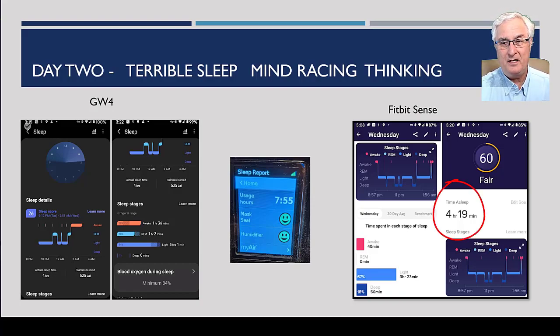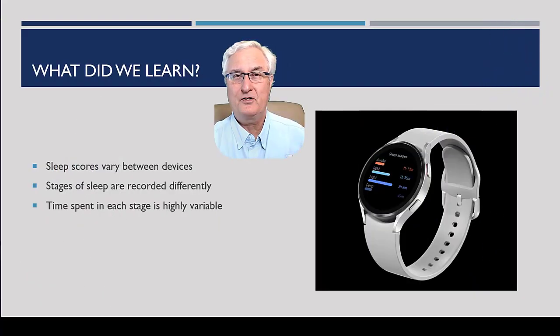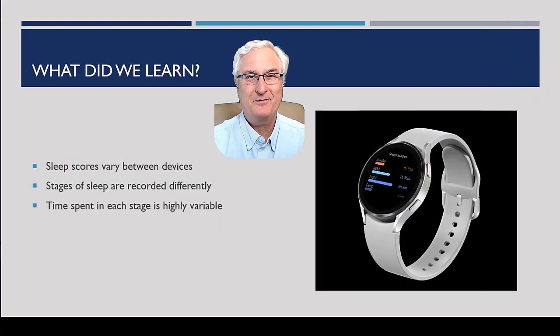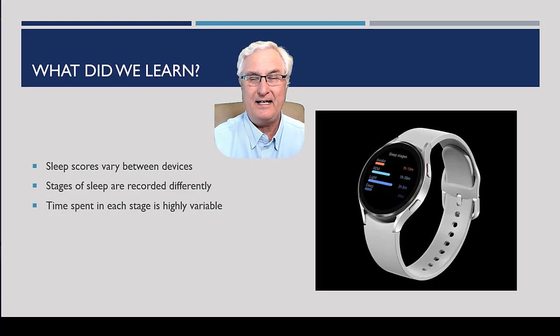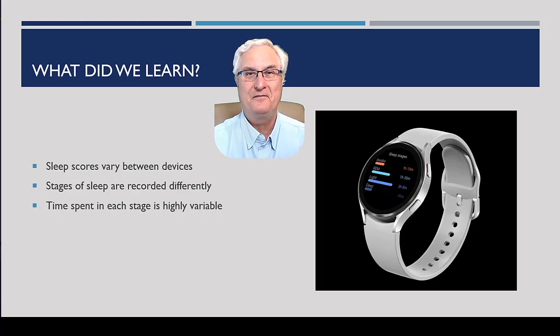But let's again look at the stages of sleep. All right, we have deep sleep on the Fitbit Sense of 56 minutes, and we have no deep sleep at all with the Galaxy Watch 4. But first, what did we learn? Well, we learned that sleep scores vary between devices. We know that stages of sleep are recorded differently, and the time spent in each stage is highly variable.